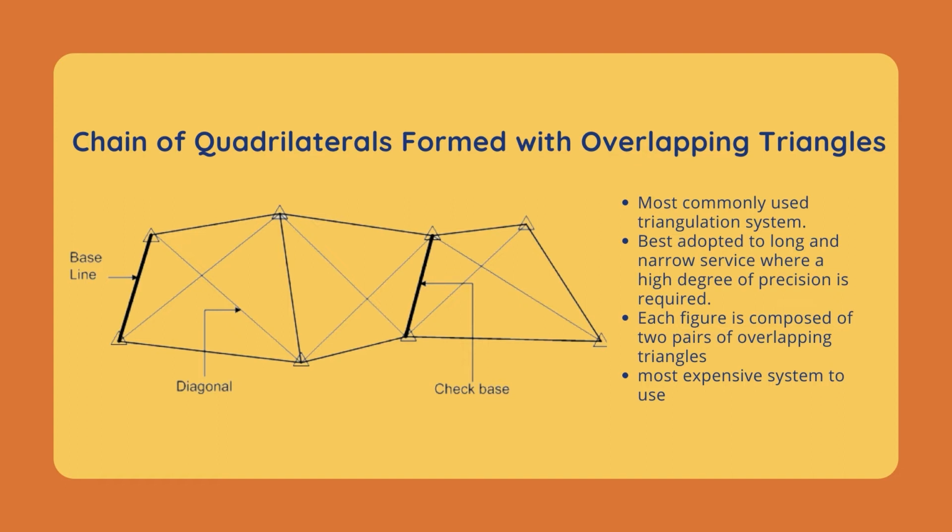Each figure is composed of two pairs of overlapping triangles, which gives the maximum opportunity for the distribution of angular errors. Although it is the most expensive system to use, it still is desired because it gives the highest accuracy. In the quadrilateral, there are 8 independent angles to be measured and 4 geometric conditions which must be satisfied.